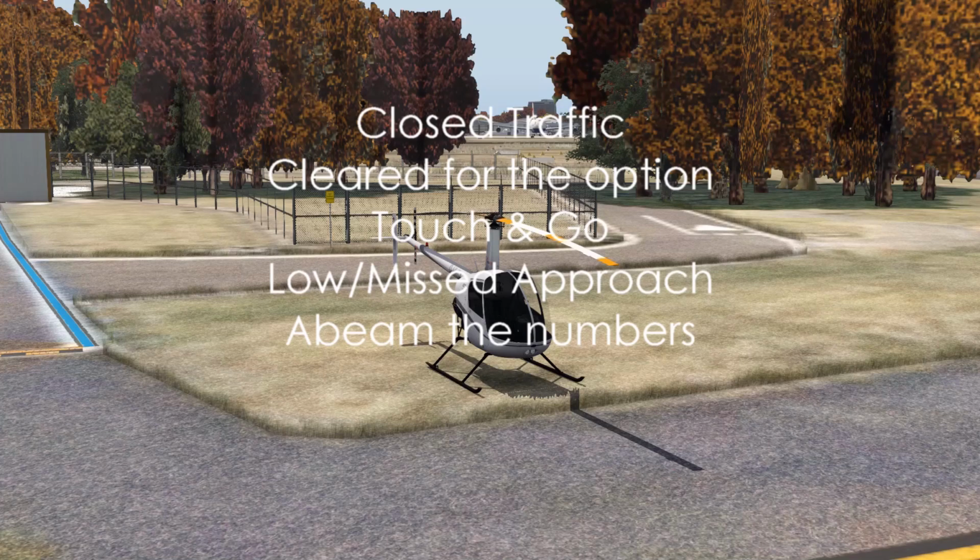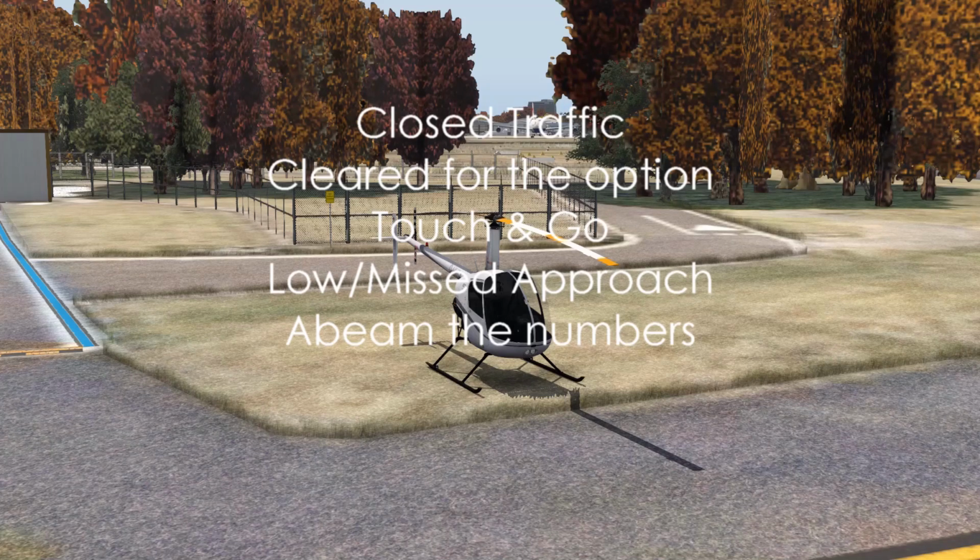Cleared for the option. An expression used to indicate ATC authorization for an arriving aircraft to make a touch and go, low approach, missed approach, stop and go, or full stop landing at the discretion of the pilot. Touch and go. A procedure, as the name suggests, that involves the aircraft touching down on the runway and then taking off again. It is used to practice landings and approaches. Low approach and missed approach.